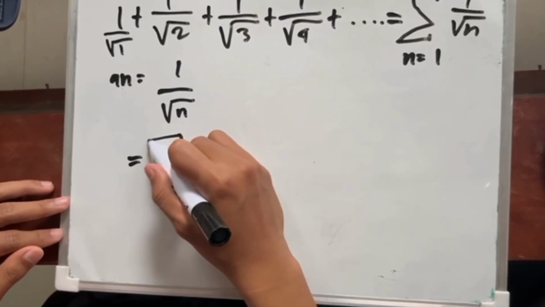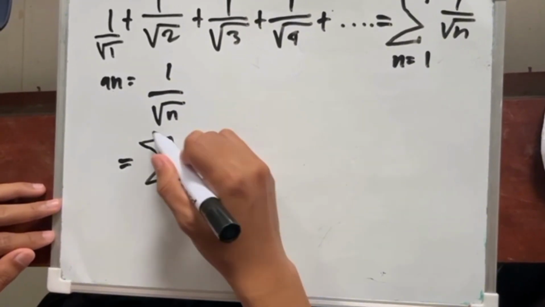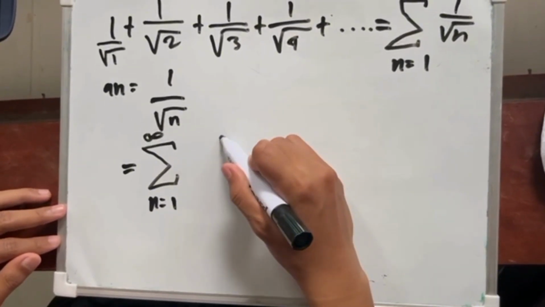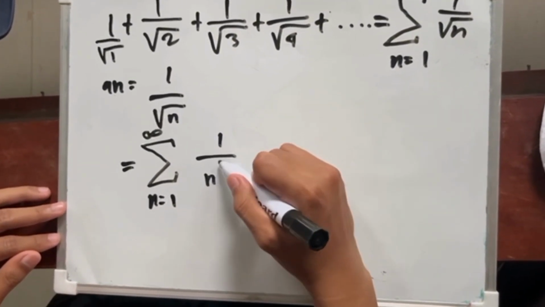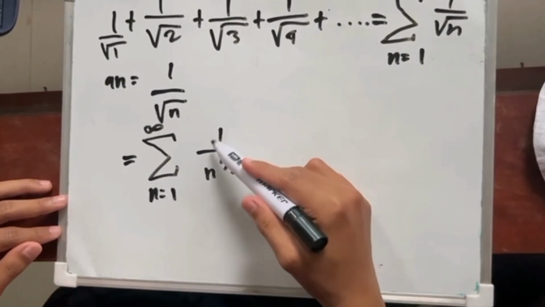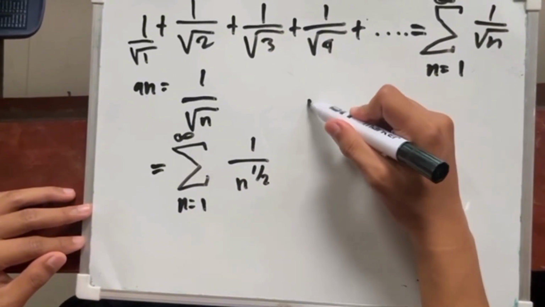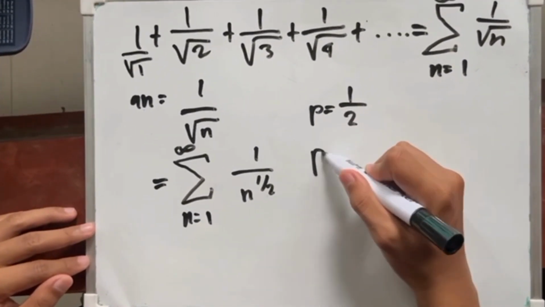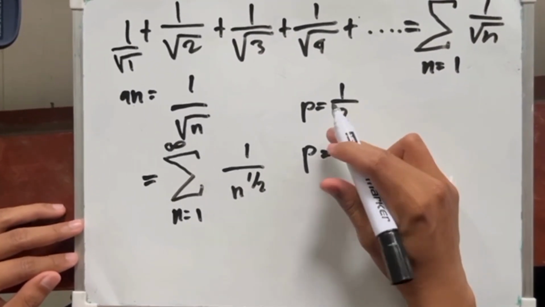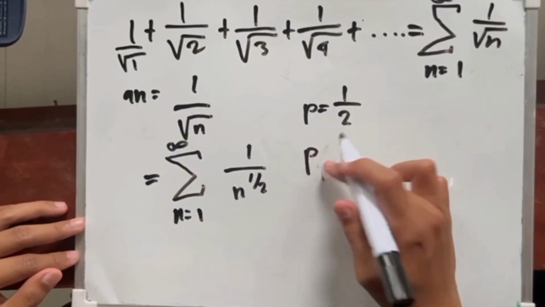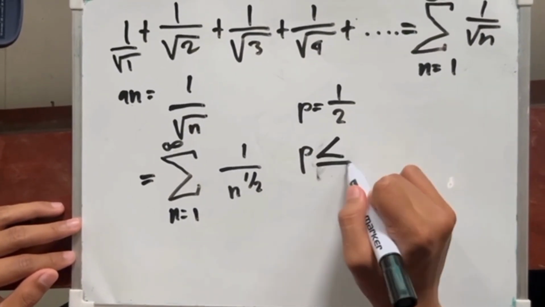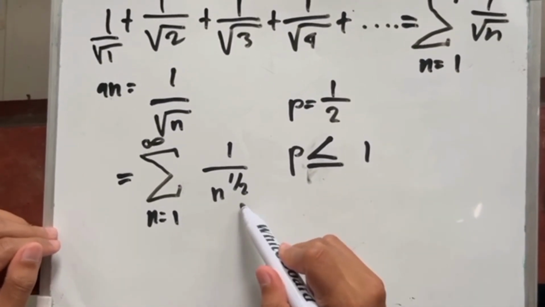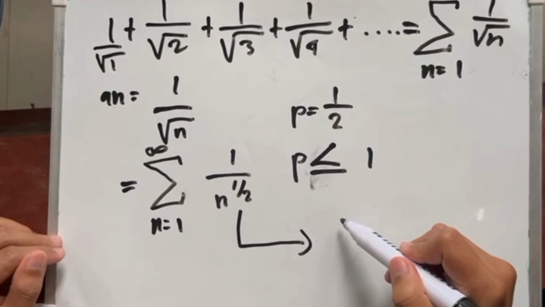Now that we have this general expression, all we need to do is put it in the appropriate form. The square root of n is the same as n raised to the 1/2. So now we have the value of p. Therefore, we could say that p is less than 1, which means that the series diverges.